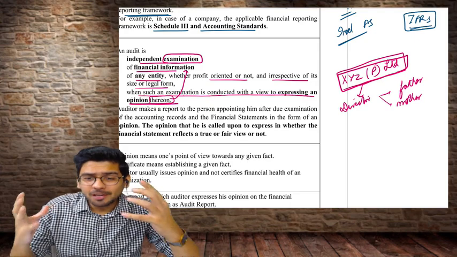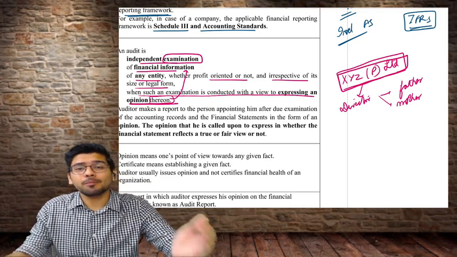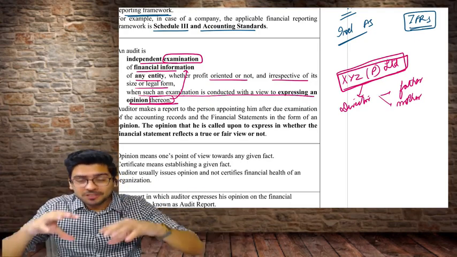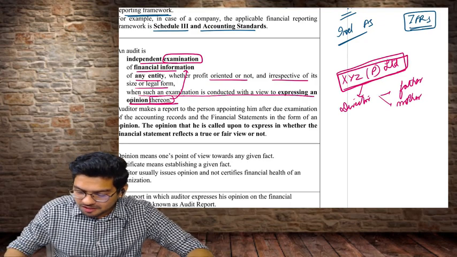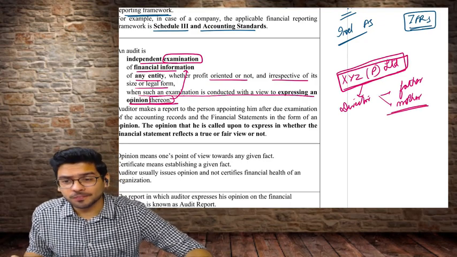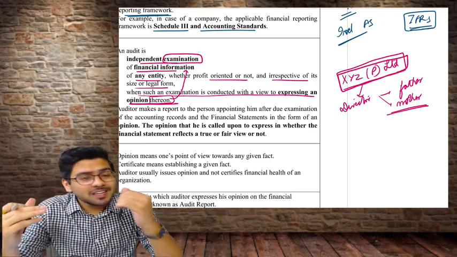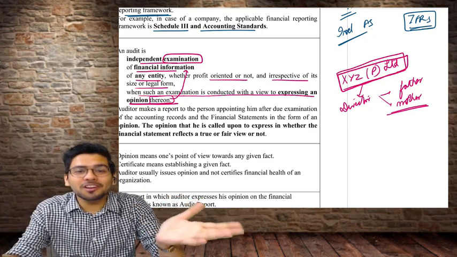So am I independent here? No, I am not independent. I am not at all independent here, because I am being influenced, I am being bound by the relationship which I share with the directors. So basically this is not auditing. This will not amount to auditing.